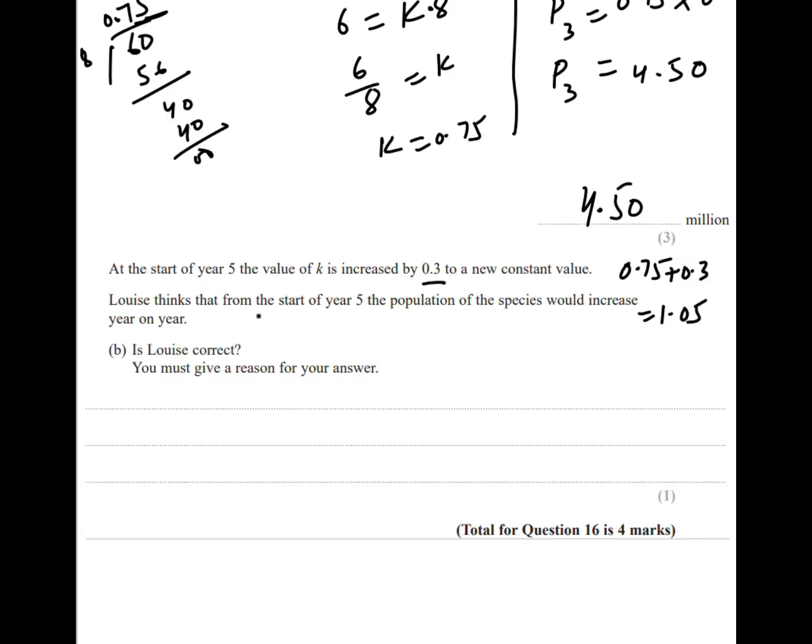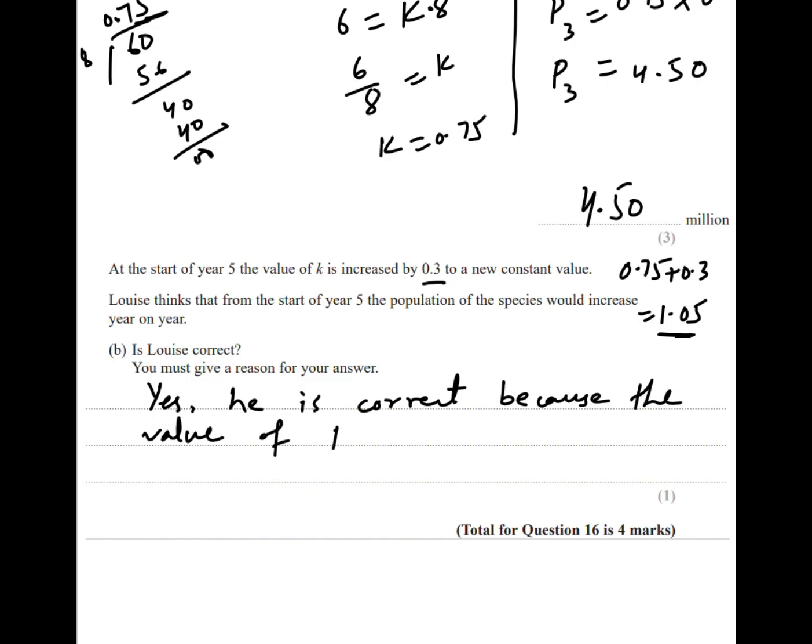Louis thinks that from the start of year 5, the population of the species would increase year on year. Is Louis correct? You must give a reason. Louis is correct. Why? Because look at the K. K is greater than 1. If K is greater than 1, then the population is increasing. So yes, he is correct. Let's keep it simple: because K is greater than 1.